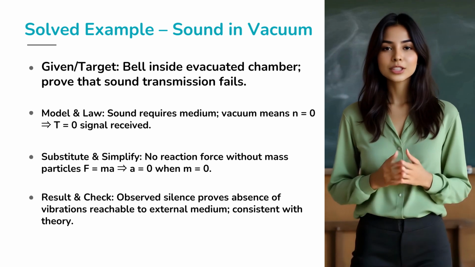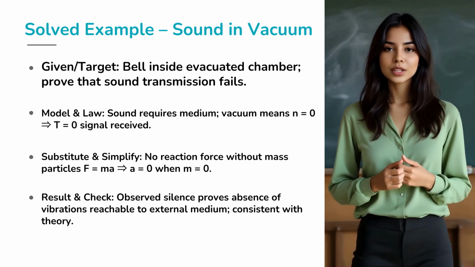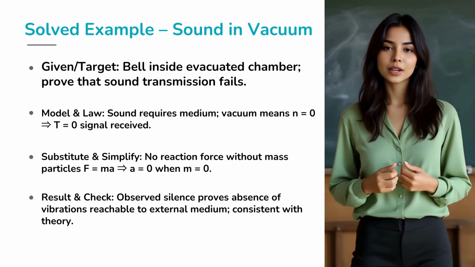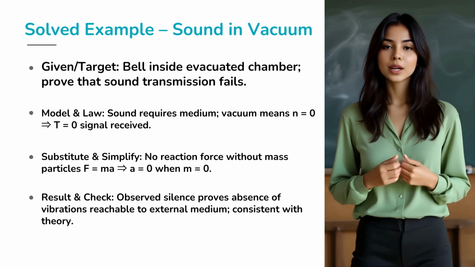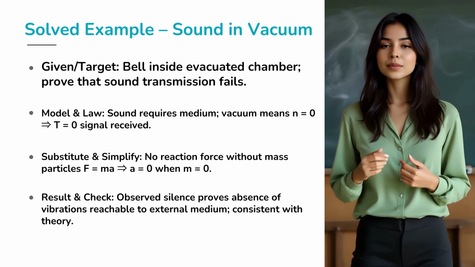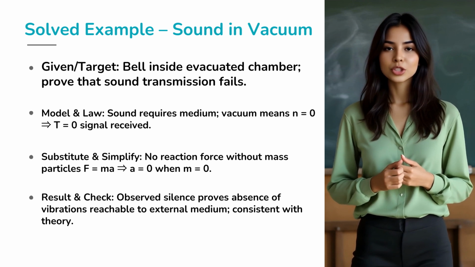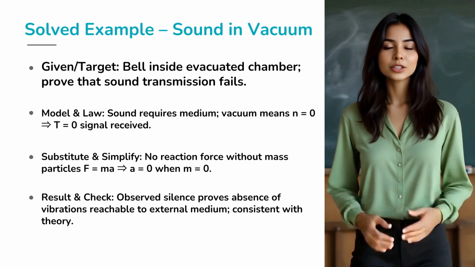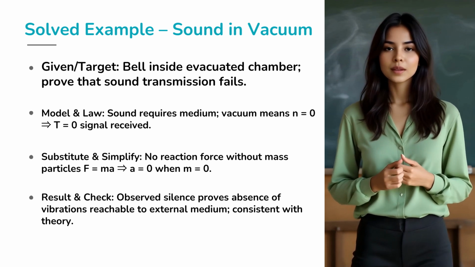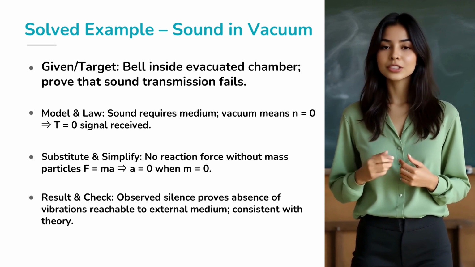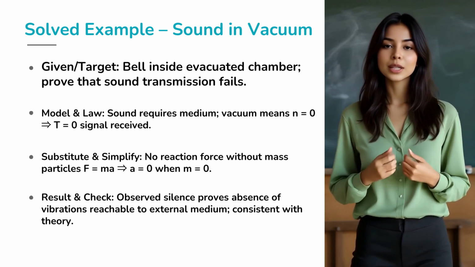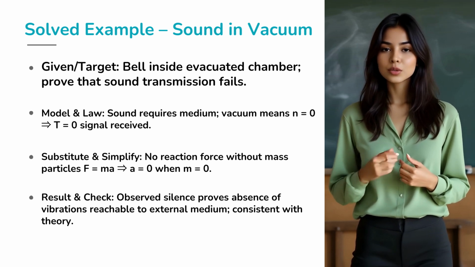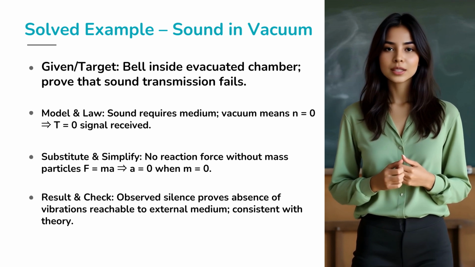Let's solve a quick example to cement this idea of sound failing to travel in a vacuum. Suppose we have a bell inside an evacuated chamber, meaning the chamber has almost no air inside. We want to prove that sound transmission fails in this case. We start from what we know: sound needs a medium. In vacuum, number density n of particles is 0, no particles, no medium. So, transmitted sound energy T is 0, that means no sound reaches outside.